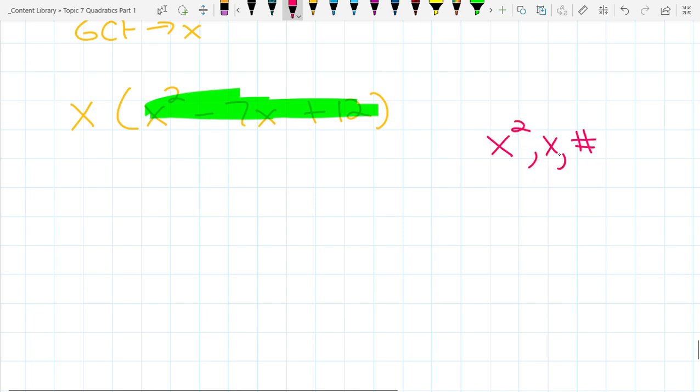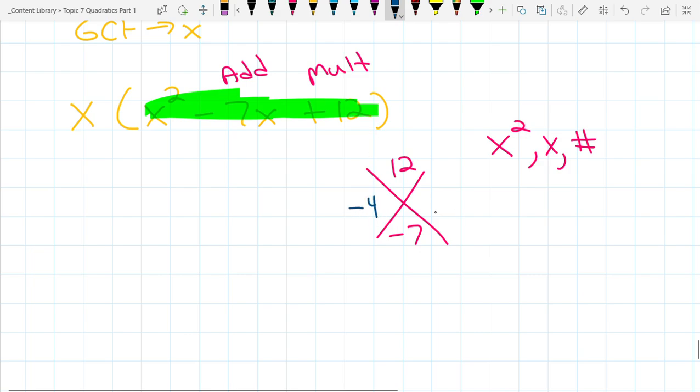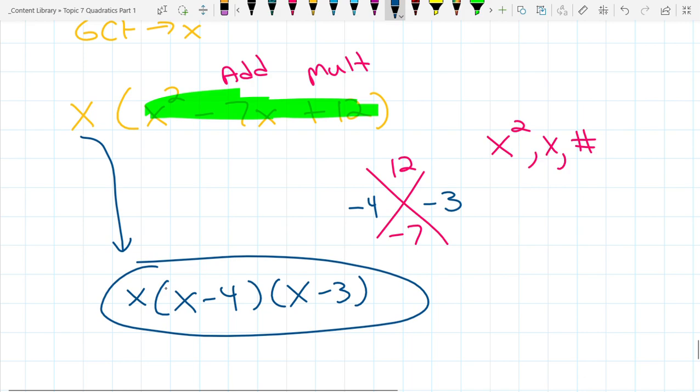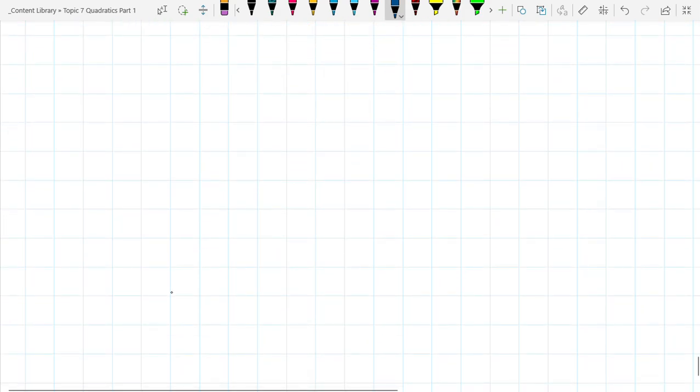Does a diamond work? Possibly, because it is set up for a diamond, because you have an x squared, an x, and a number. If we were to use a diamond, you have to add to get a negative 7 and multiply to get a 12. So add negative 7, multiply 12. In this case, there are 2 numbers that will do that, a negative 4 and a negative 3. So your answer from the diamond of this is x minus 4, x minus 3, but don't forget your final answer has to have your GCF. So this one required 2 steps to factoring it correctly. On to number 20.